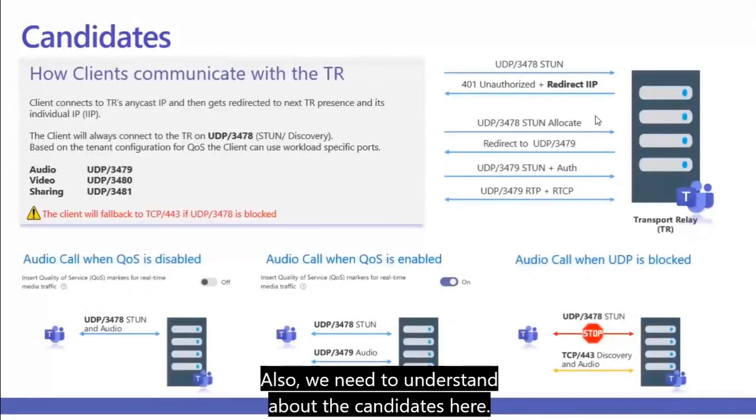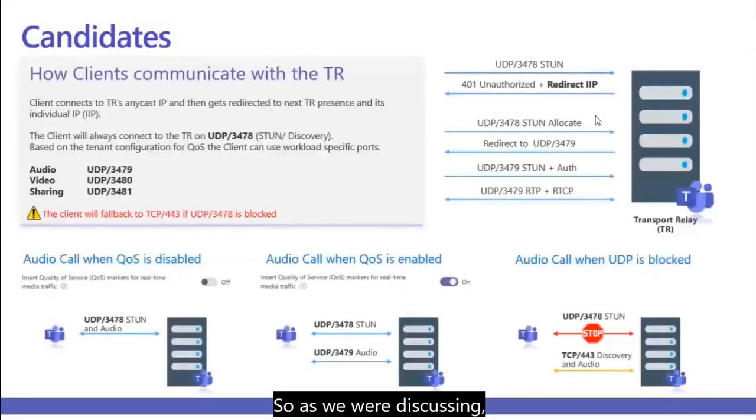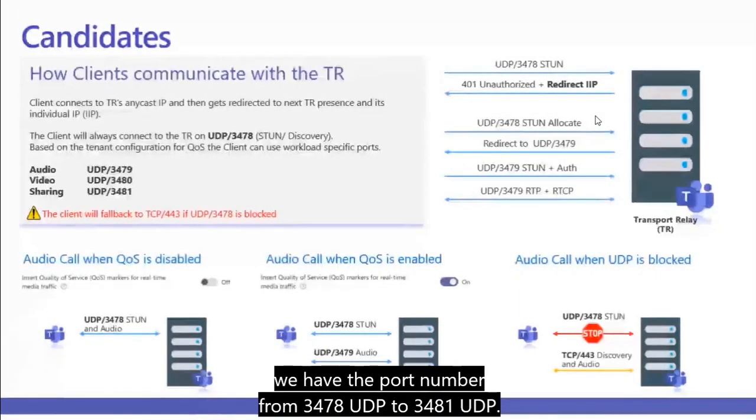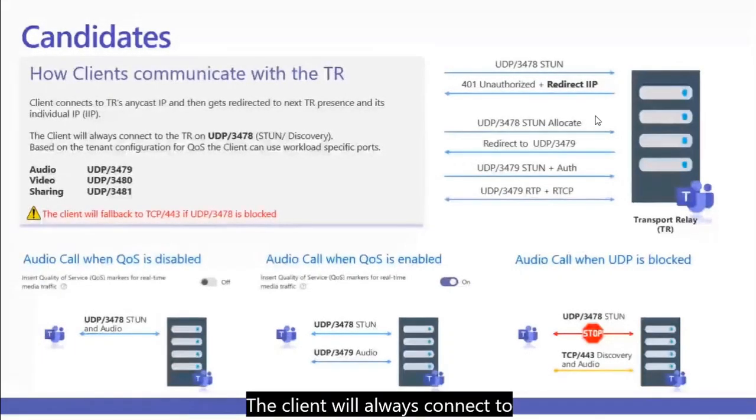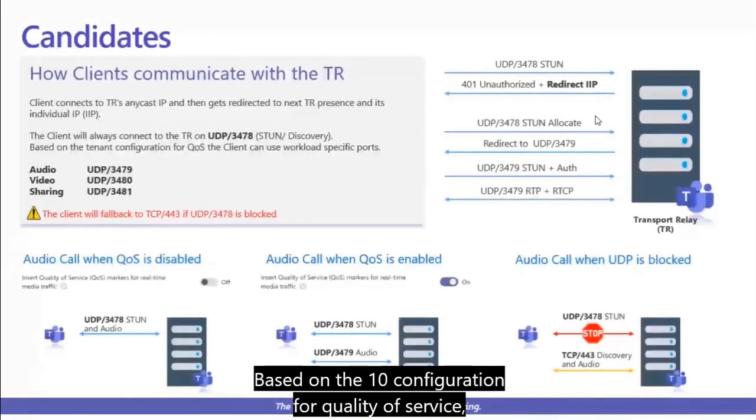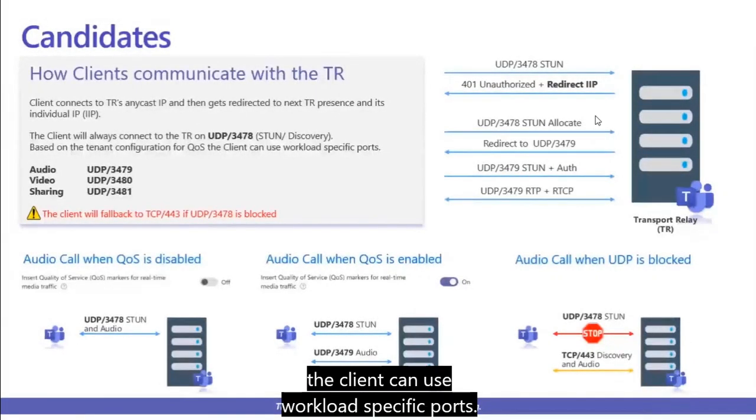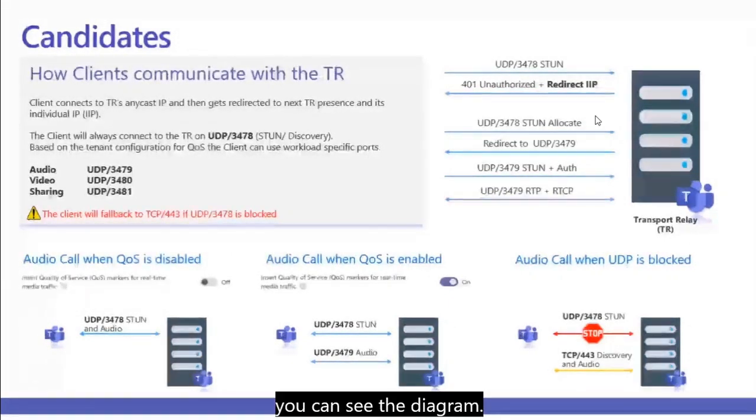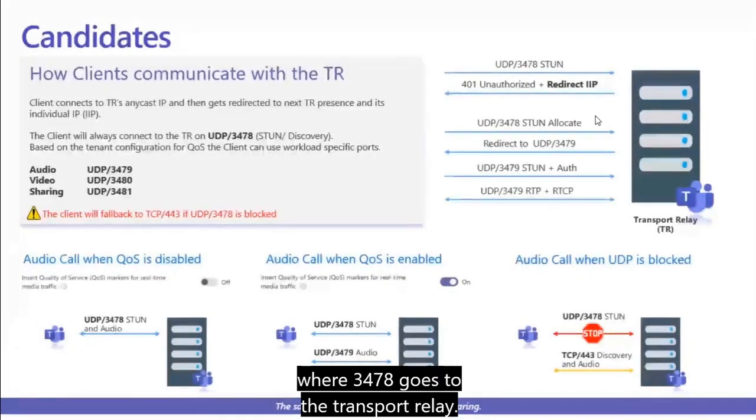Also, we need to understand about the candidates here, how clients communicate with the transport relay. As we were discussing, we have the port numbers from 3478 UDP to 3481 UDP. The client will always connect to the transport relay on UDP 3478. Based on the tenant configuration for quality of service, the client can use workload specific ports. On the right hand side, you can see the diagram of the connectivity methods where 3478 goes to the transport relay.